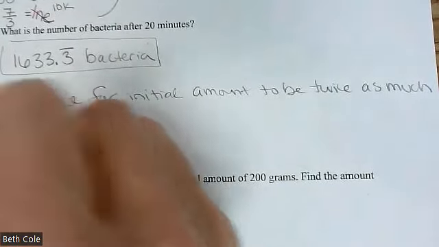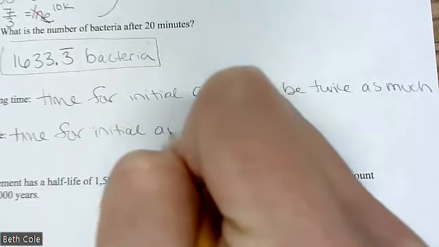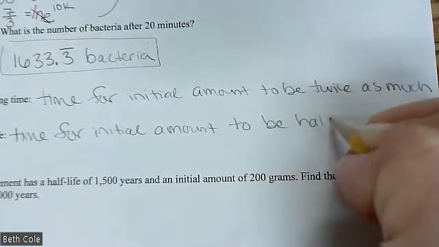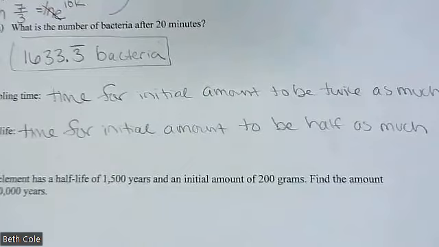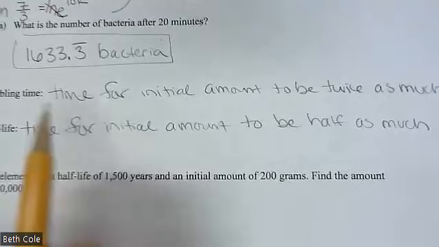Half-life is the time for the initial amount to be half as much. So it makes sense. Just remember to plug it in for t. Doubling time is usually fine because the word time is in there, but half-life does throw people off. Make sure you plug it in for time. These are both times.